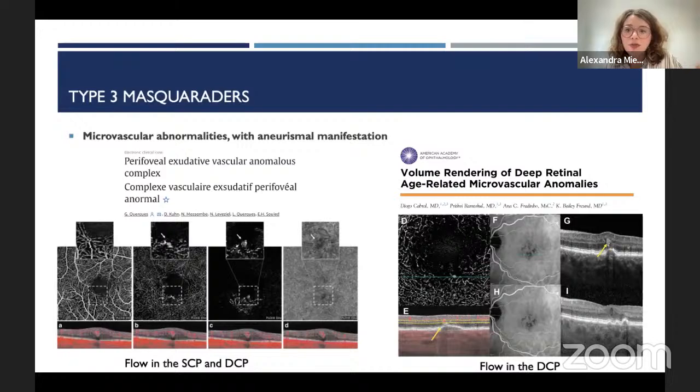DRAMA is the acronym for deep retinal edge-related microvascular anomalies. And we can see this small aneurysmal change that looks a lot like PVAC again, located in the deep capillary plexus and sometimes associated with exudation.